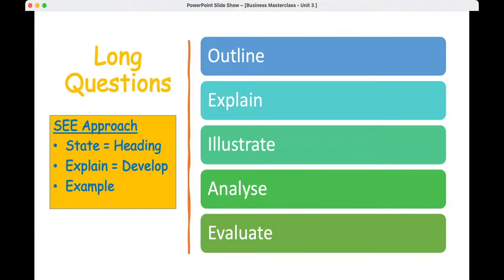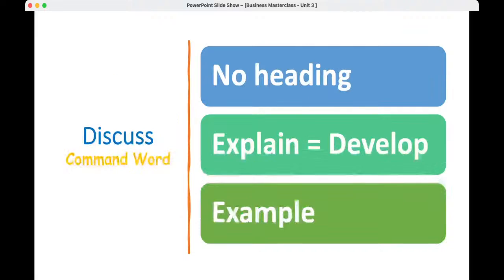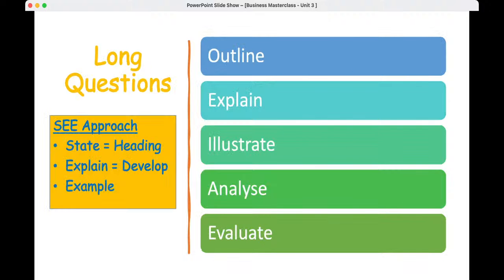If it's evaluate, this is perfect. State, explain, example, but then you must at the end have evaluation and give me what your evaluation is, but it must be balanced, okay? So one of the words that we've left out here is discuss, and discuss is unique, it's different. But I'm going to show you that this SEE approach, state, explain, example, can still work for discuss.